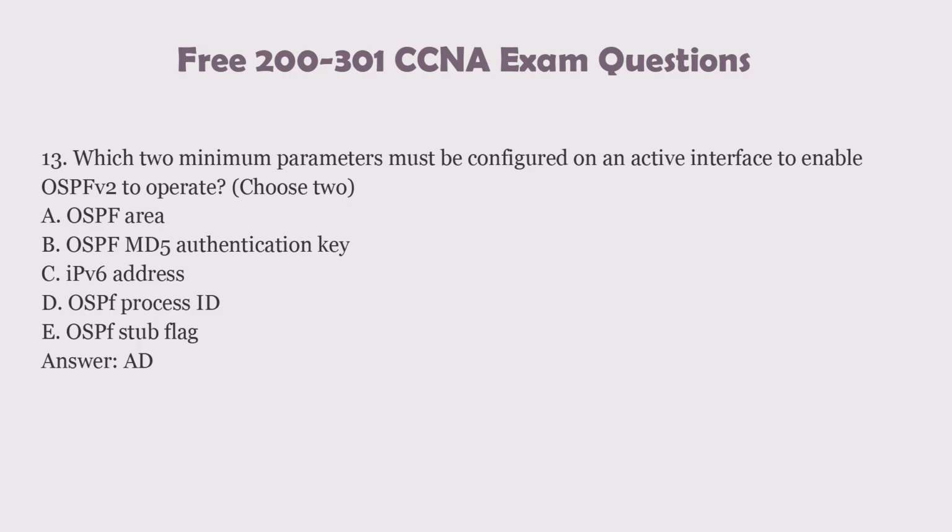13. Which two minimum parameters must be configured on an active interface to enable OSPF v2 to operate? Choose 2. A. OSPF area. B. OSPF MD5 authentication key. C. IPv6 address. D. OSPF process ID. E. OSPF stub flag. Answer: AD.